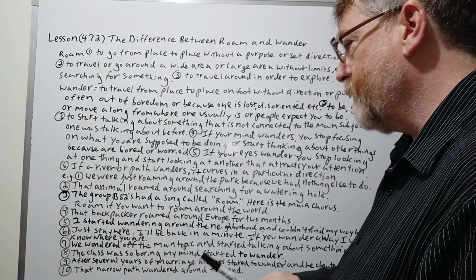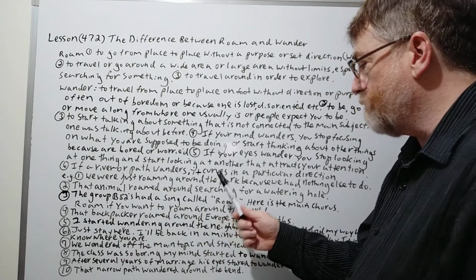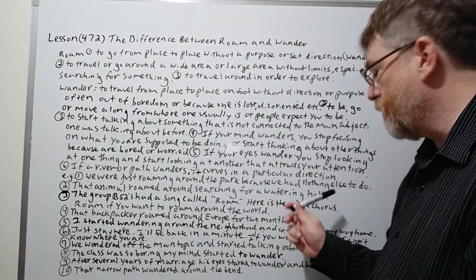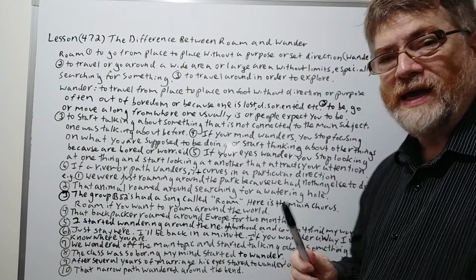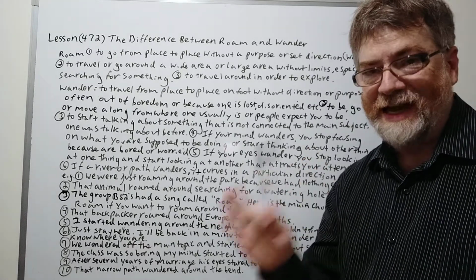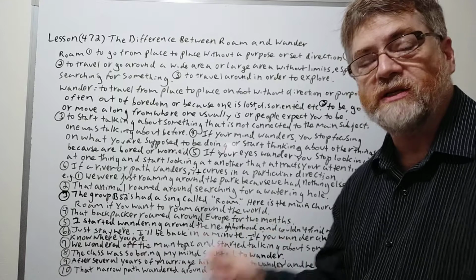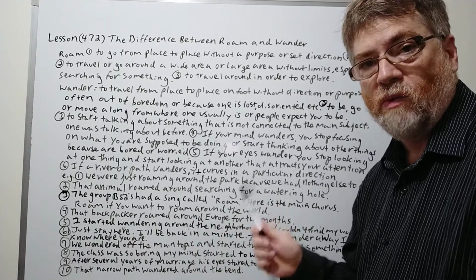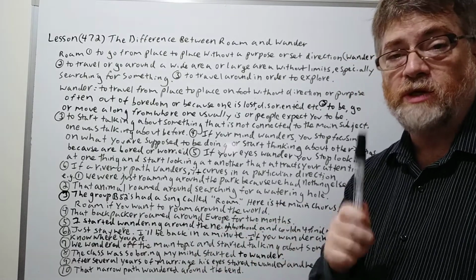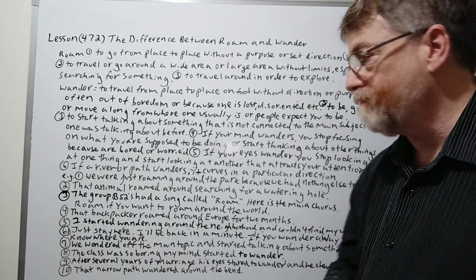All right, number 2. That animal roamed around searching for a watering hole. Now, he may not have a set direction, but he does have a purpose. He's looking for a watering hole. So we say roam. We do use roam a lot with animals.